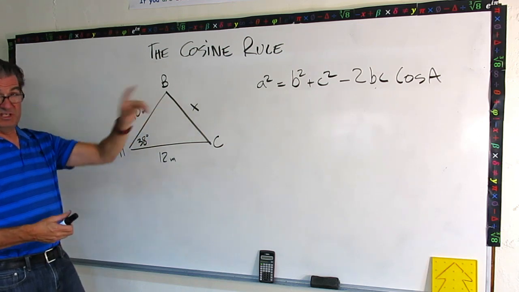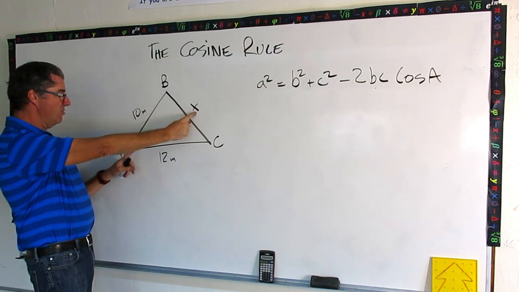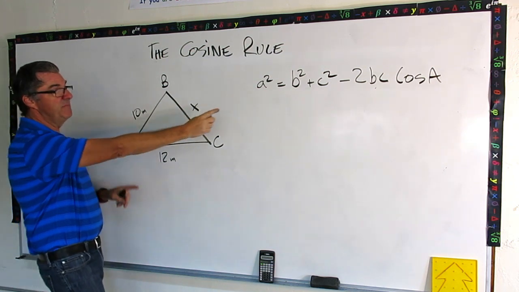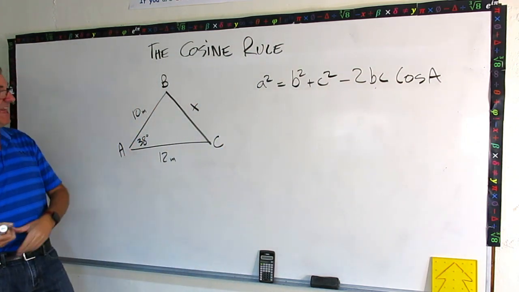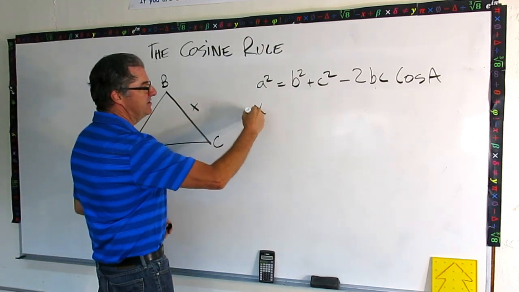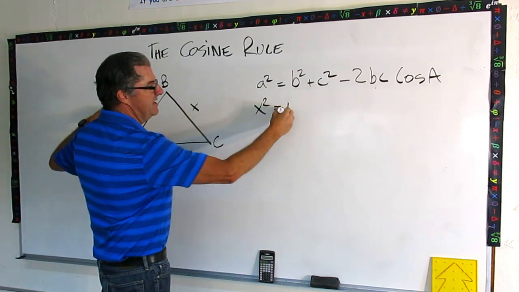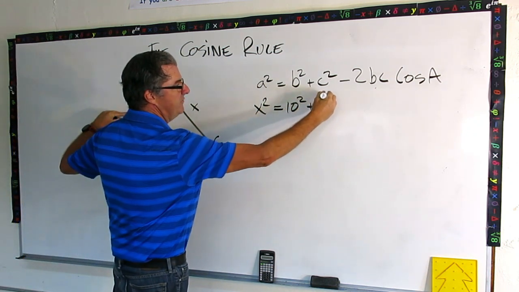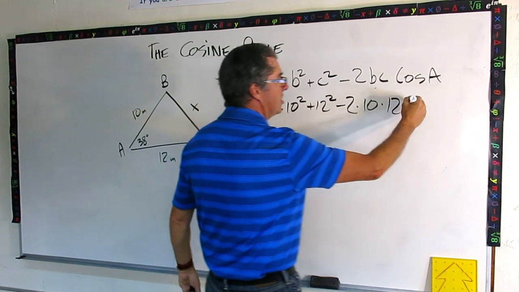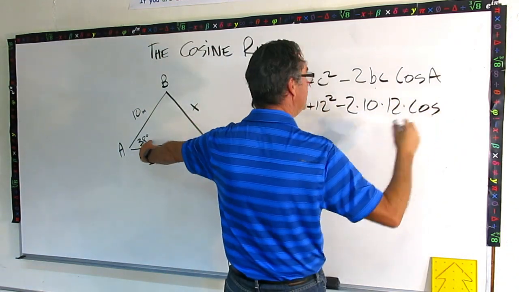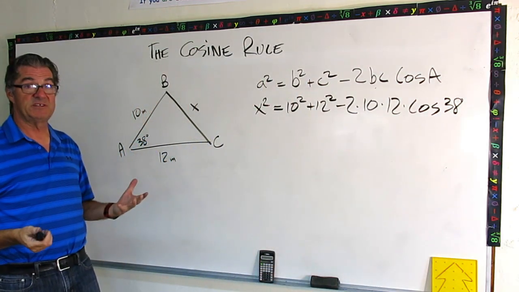So to use this rule, to find x, I notice that x is what I don't know and my angle is what I do know. So that's going to be in my position for a. Okay? The one angle is going to determine what that a is. So I'm going to have x squared equals the other two sides, so that's going to be 10 squared plus 12 squared minus 2 times 10 times 12 times the cosine. Now we're all the way to the end of the formula of 38. So let's break that down, because I think this is probably the most complicated plug-in step you're going to get.